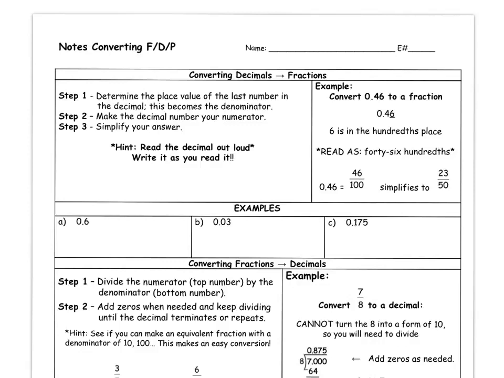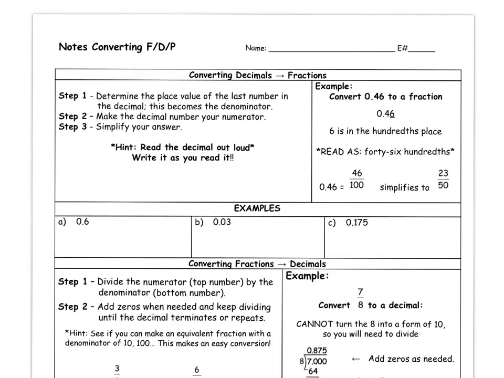So a good hint to remember this is you want to read the decimal out loud. Write it as you read it. Okay? So let's look at an example. Convert 46 hundredths to a fraction. You notice that the 6 is my last digit and it's in the hundredths place. You read it as 46 hundredths. So therefore you're going to put 46 over 100 and then you can simplify it to 23 over 50, since you can divide both top and bottom by 2.